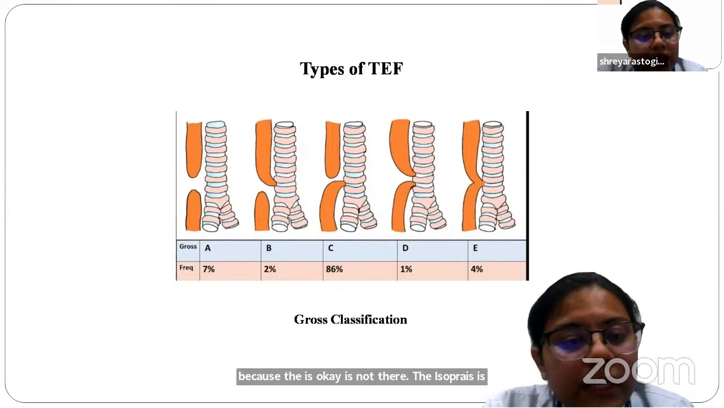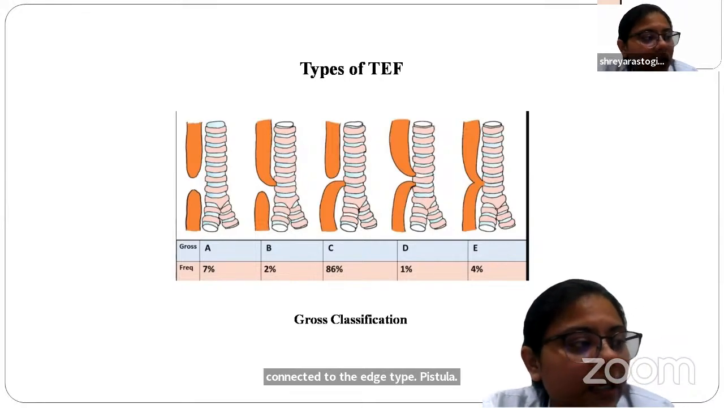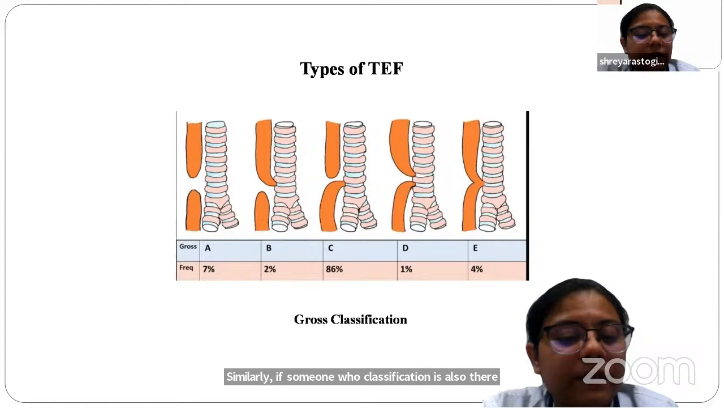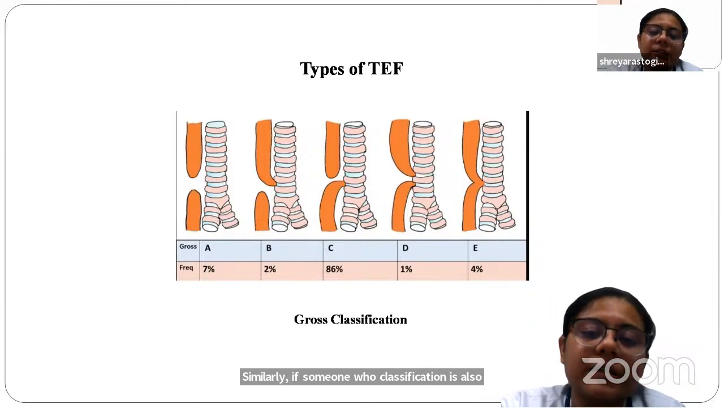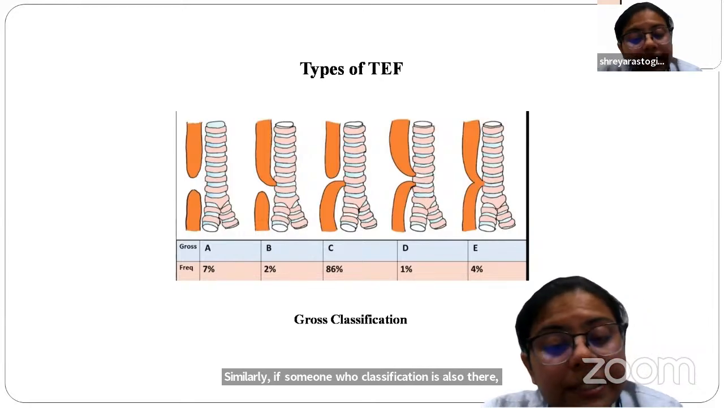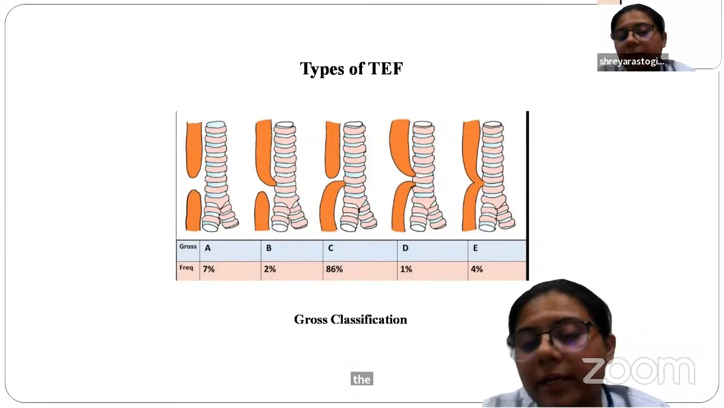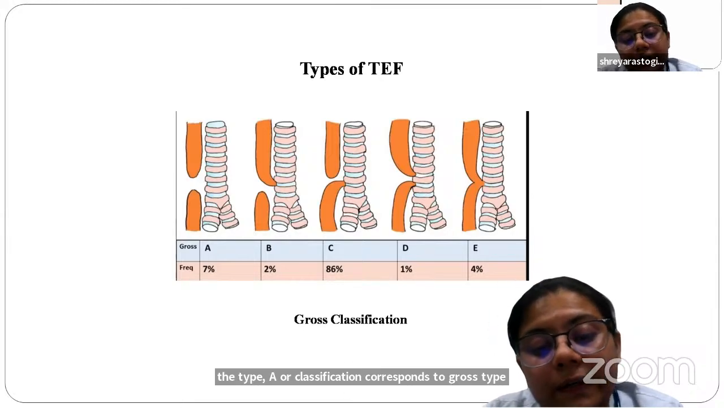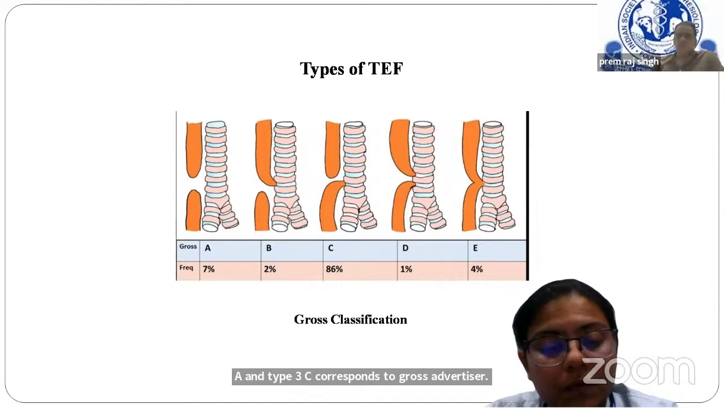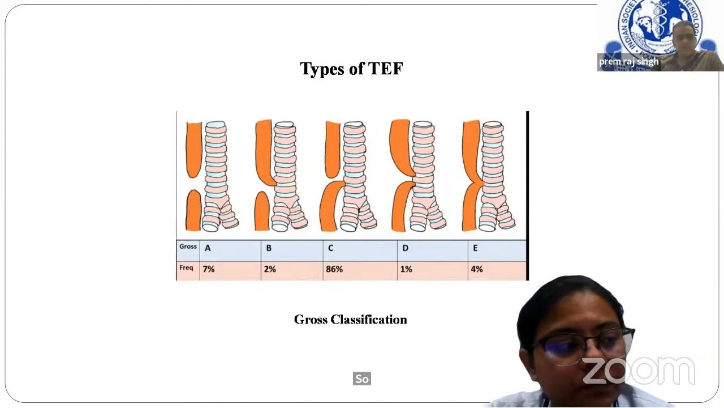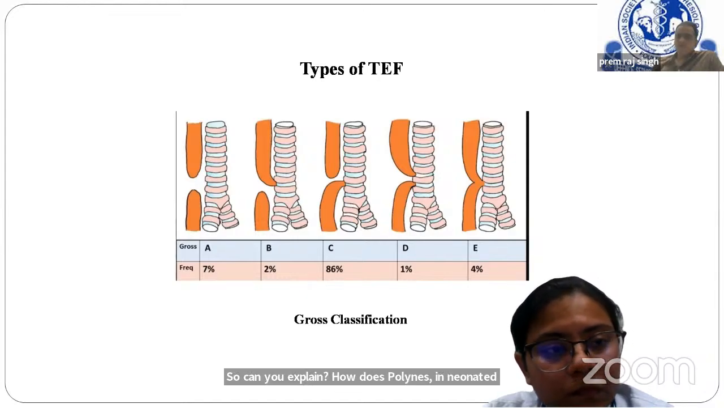Similarly, sir, one Vogue classification is also there. The type A of Vogue classification corresponds to gross type A, and type 3C corresponds to gross Vogue type E, sir. Okay, so type C is most common. So can you explain how does polyhydramnios in neonatal period correlate with tracheoesophageal fistula?